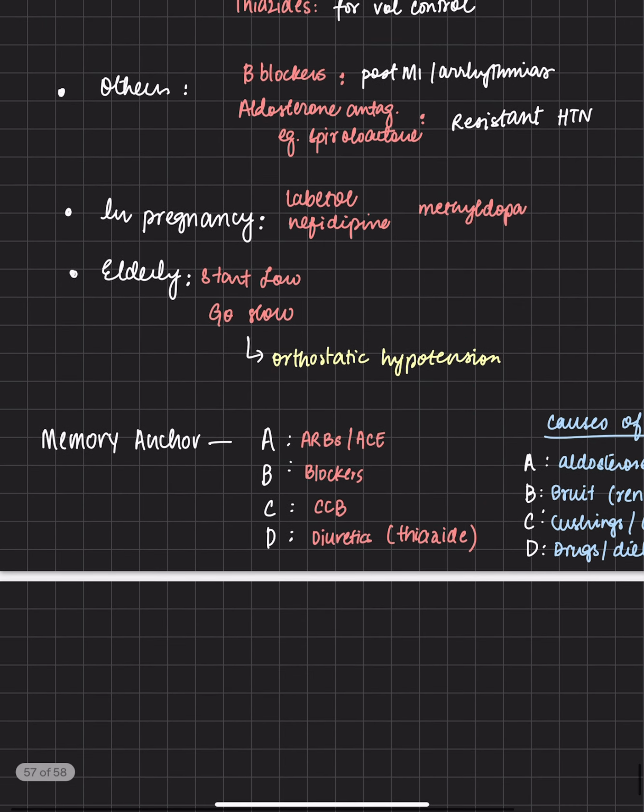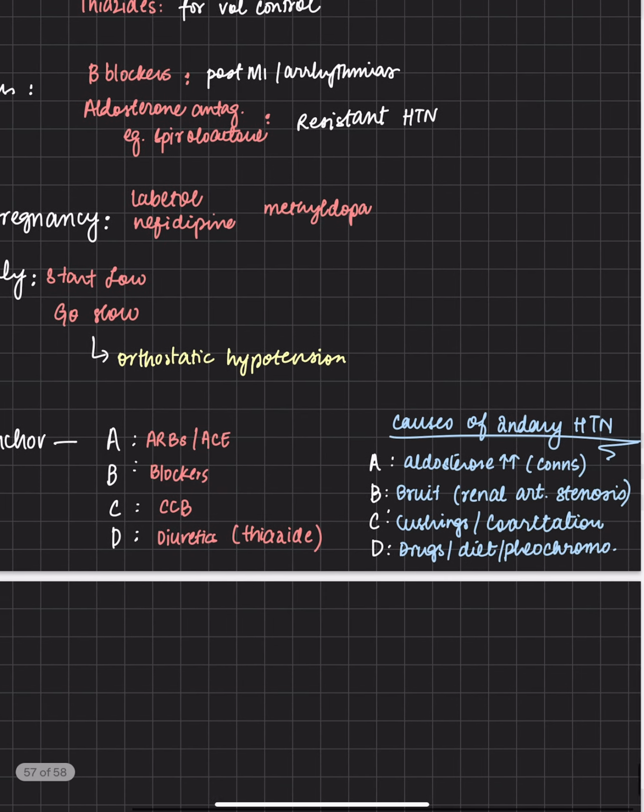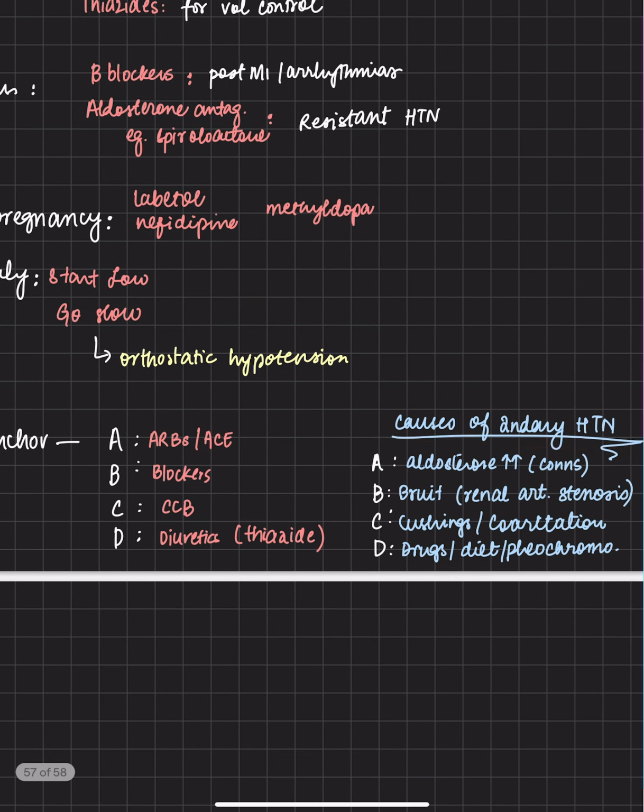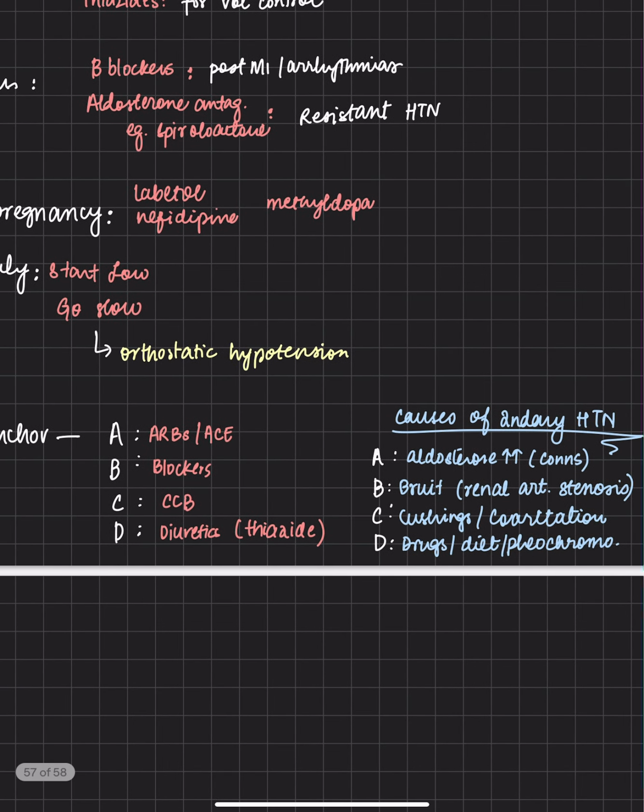So to remember the medications, there is a mnemonic, ABCD: ARBs, ACE inhibitors, beta blockers, calcium channel blockers, which remember we use in the elderly, and then diuretics like thiazides. And then for causes of secondary hypertension: A for aldosteronism, like Conn's. B for Bruit, which we know occurs in renal artery stenosis. C for Cushing's and coarctation, and D for drugs, diet, and pheochromocytoma.